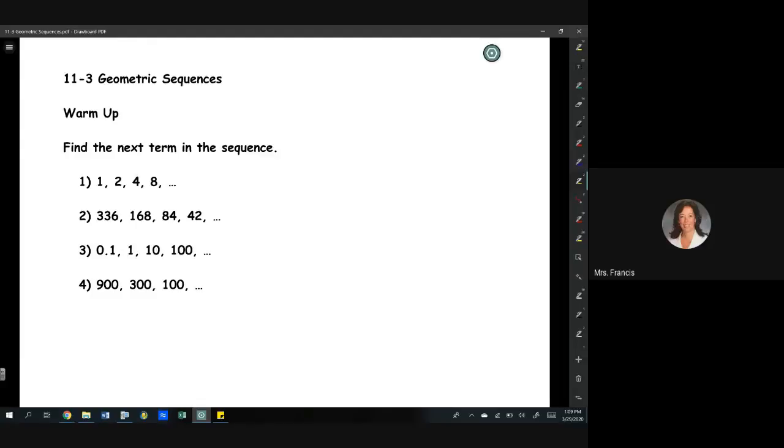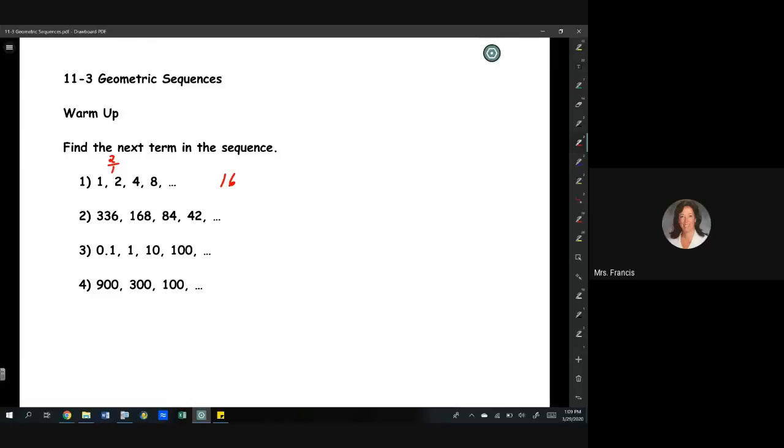The easiest way to figure out what number we're multiplying by is to look at the ratio between consecutive terms. So 2 divided by 1, right? The second term divided by the first term gives us 2. And it looks like we're multiplying by 2 to get to the next term. So 1 times 2 is 2, 2 times 2 is 4, 4 times 2 is 8. So 8 times 2 would give me 16.